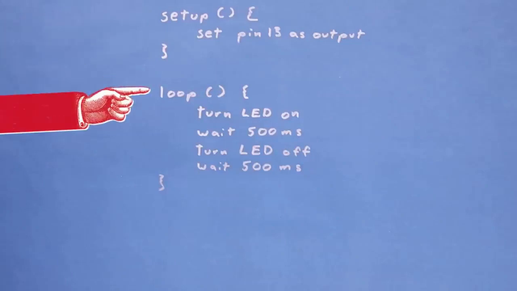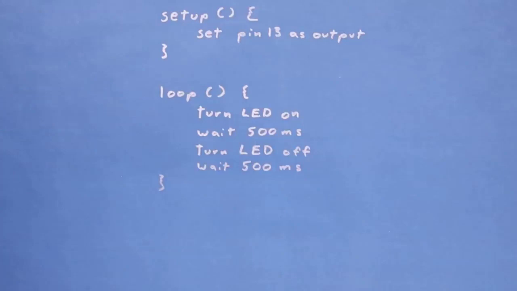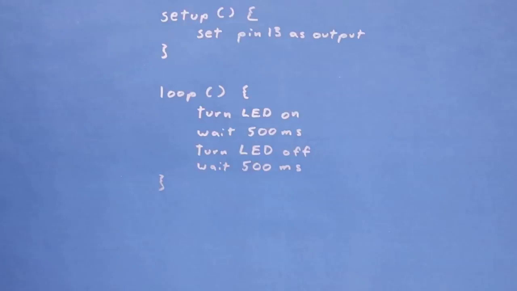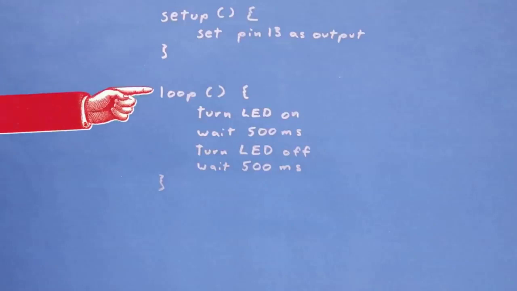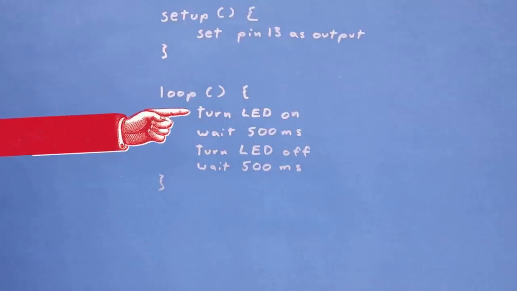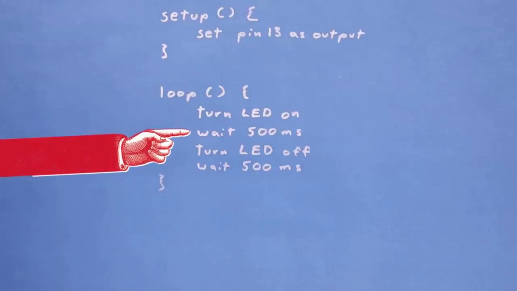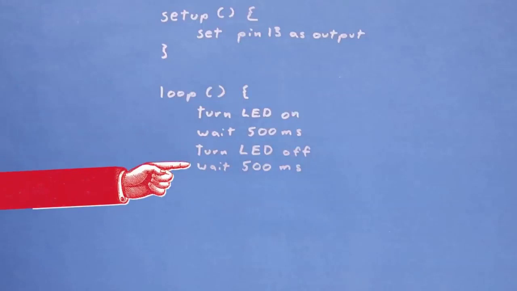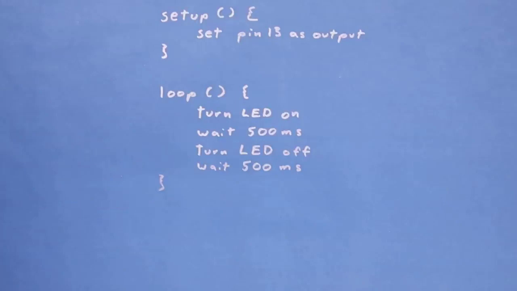Now setup and loop, we have talked about it, right? Whatever we write in loop keeps on repeating. In setup, we have set up pin number 13 as the output pin, that is the LED positive terminal as the output pin. After that, what I've written in loop is turn the LED on for 0.5 seconds, turn the LED off for 0.5 seconds, and it keeps on repeating in the loop. So this is how the program of LED blinking looks like.